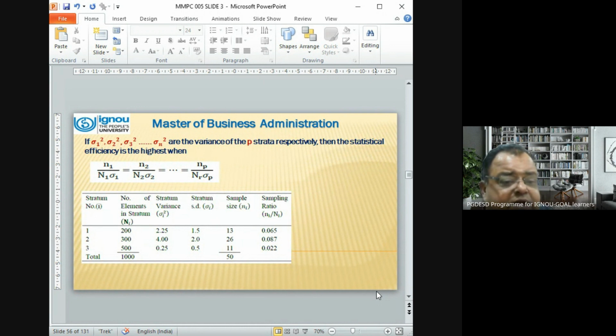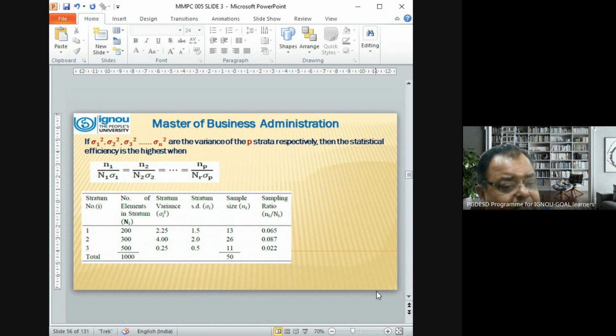If sigma 1 square, sigma 2 square, sigma 3 square are the variances of the populations respectively, then the statistical efficiency is highest when we do this. The same problem is there. Now stratum variance is given to you. This is 2.25, 4 and 0.25. Stratum standard deviation will be the square root of it: 1.5, 2 and 0.5.